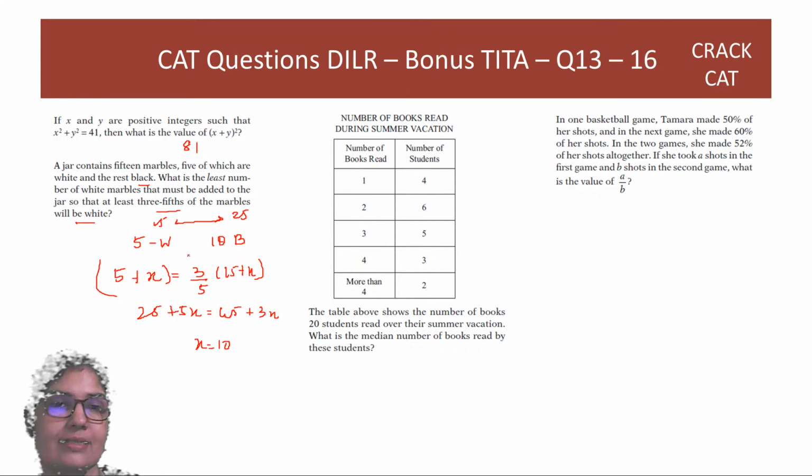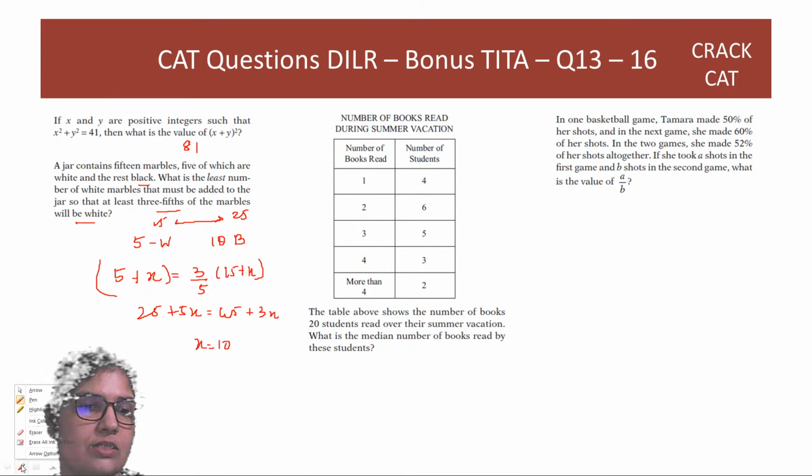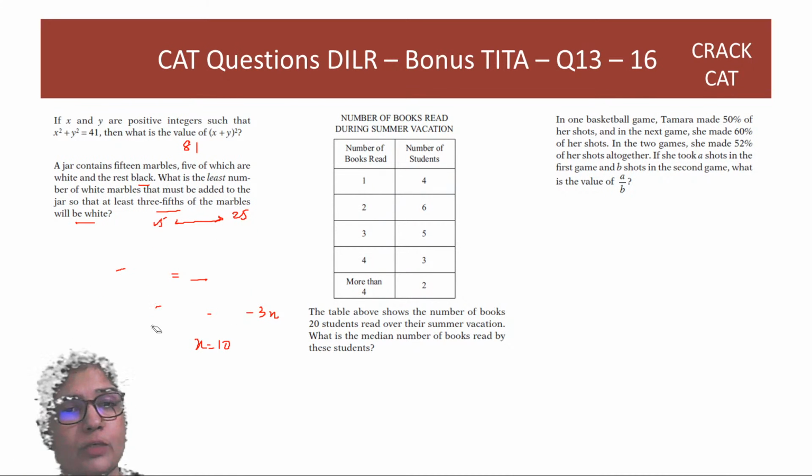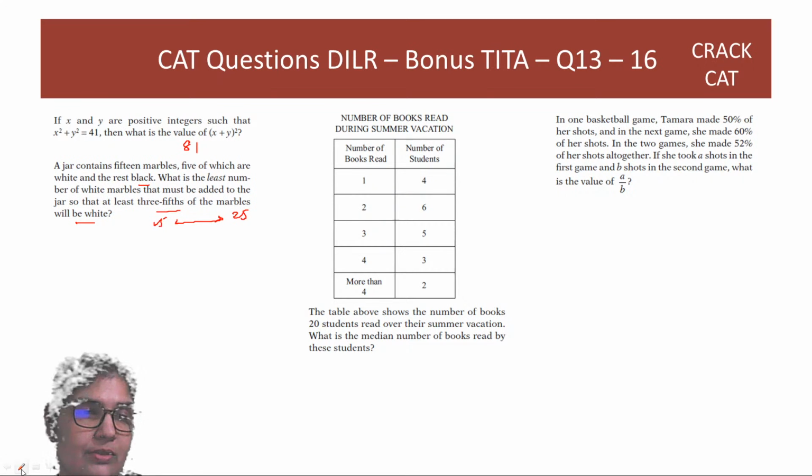Another way of doing this, guys, is to say look, black is not changing. That means now 10 black has to be 2/5. If 10 black is 2/5, then the total must be 25. So there you don't need an equation, correct? So anyway, our answer is 10.